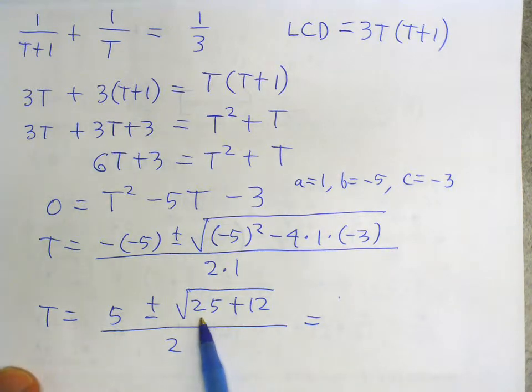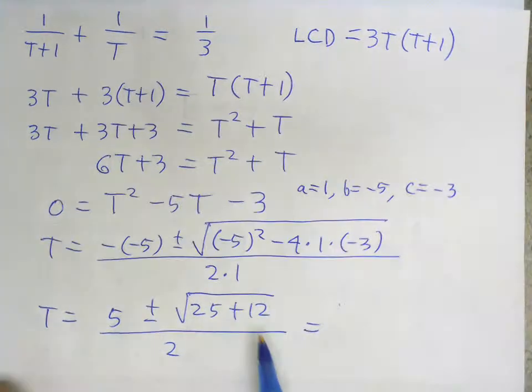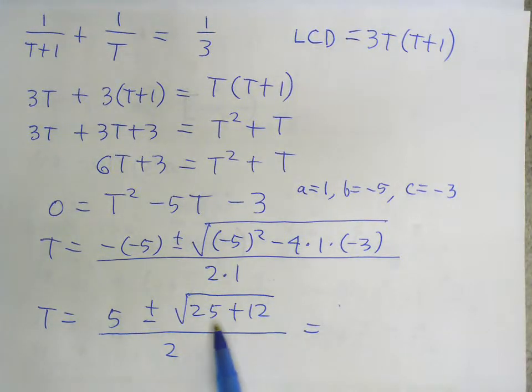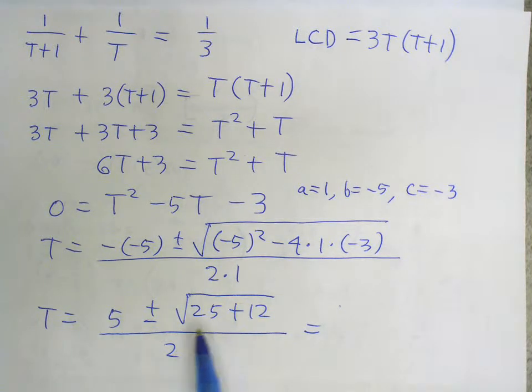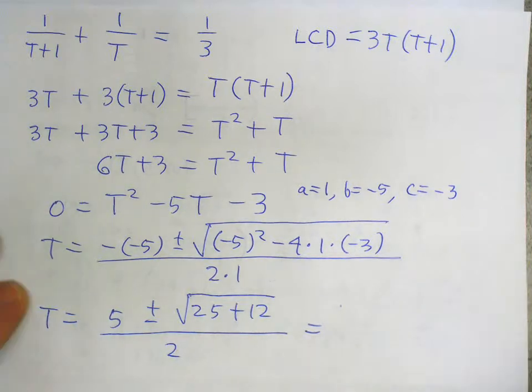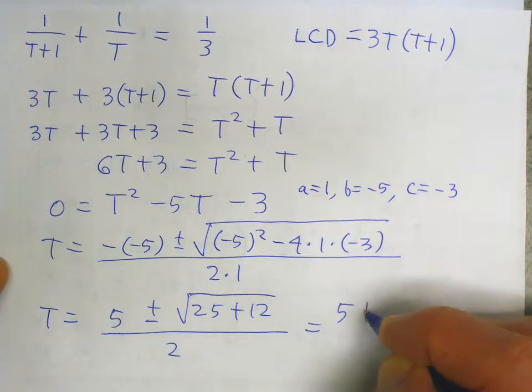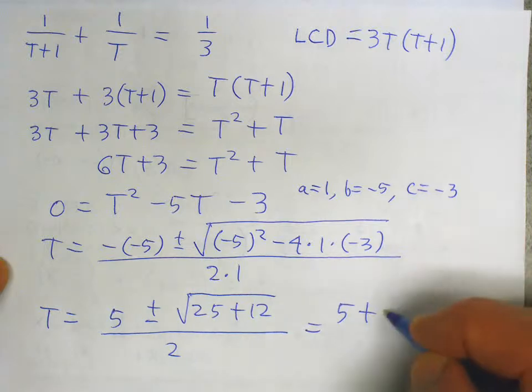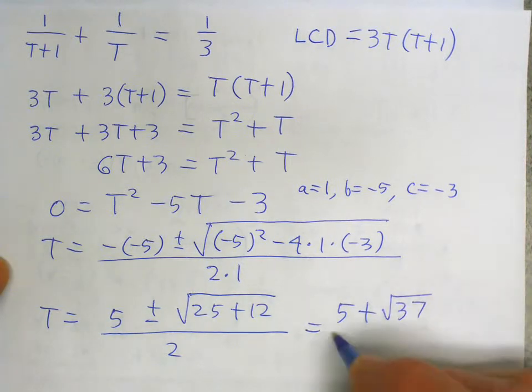Notice that the square root of 25 plus 12 is the square root of 37, which is a little bit bigger than 6 because the square root of 36 is 6. So the solution that we get by subtracting is negative, but in this problem, negative solutions for time don't make sense. So we'll just use the solution we get by adding: 5 plus the square root of 37 divided by 2.